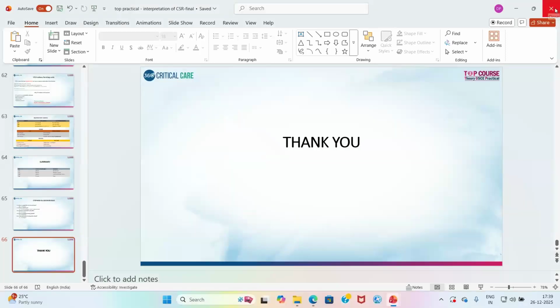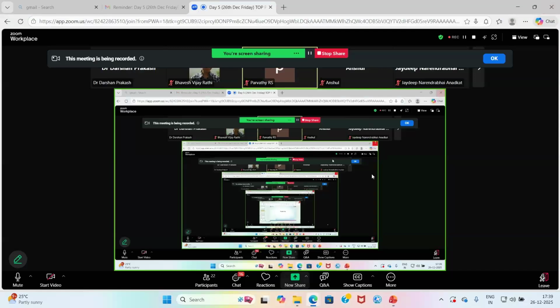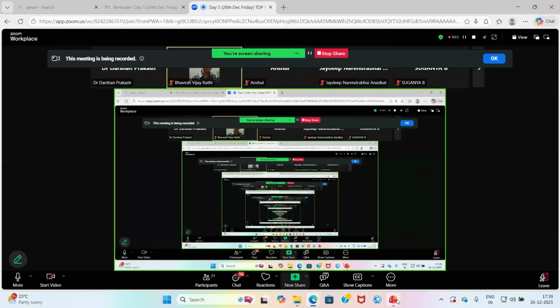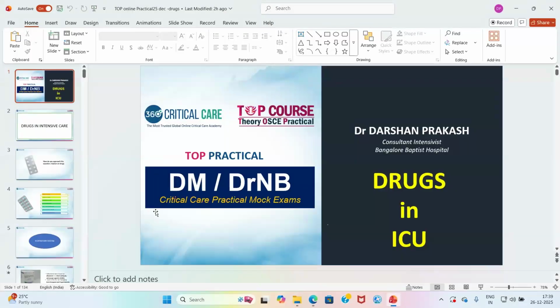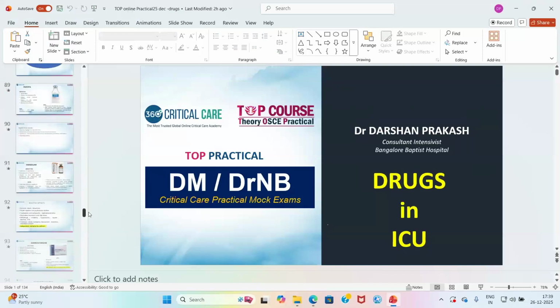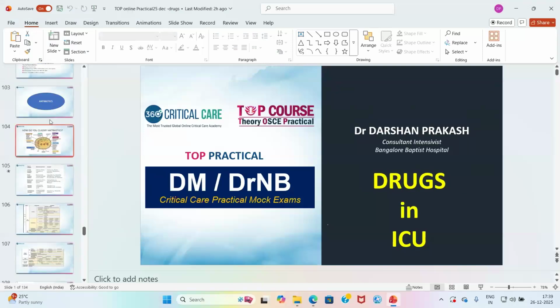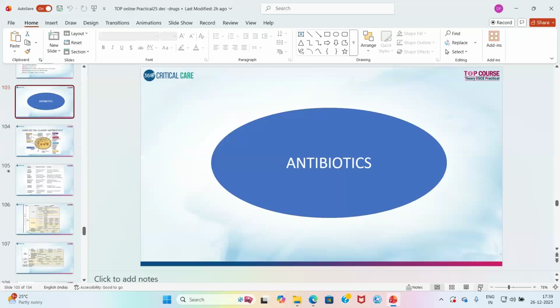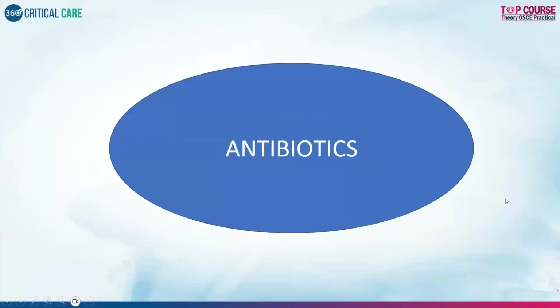Any doubts till now? So the last talk which I have to complete is drugs. In this I had to do antibiotics. So any questions till now? Any doubts till now? Is this slide visible?